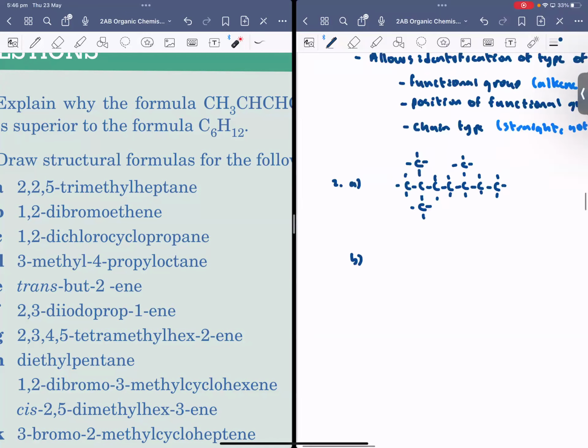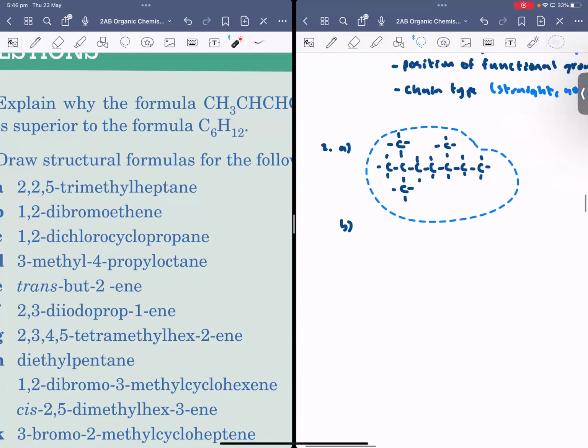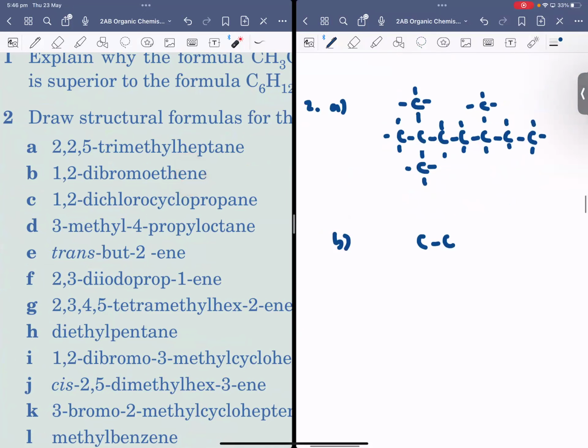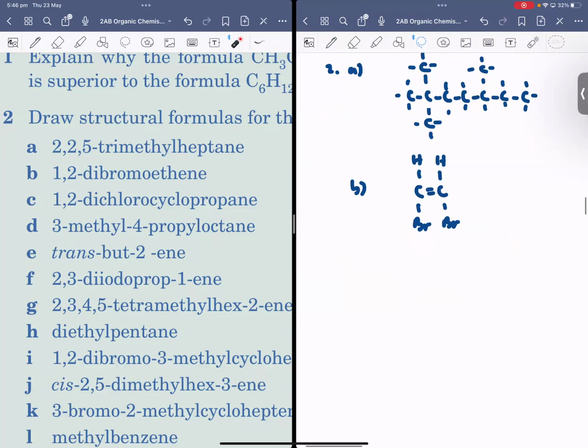Another carbon here. Then fill it up with H's everywhere. B, 1,2-dibromoethene. Ethene. All right, so that's double bond. One's got a bromine on them, two's got a bromine on them, and then you fill it up with H's. It's interesting, guys, they should have said cis or trans.